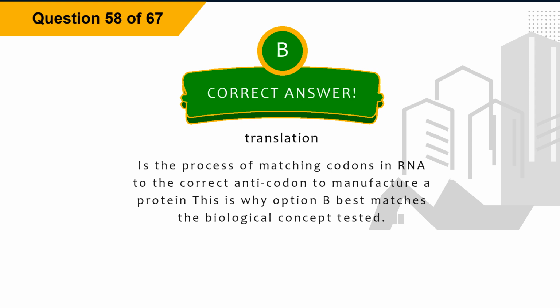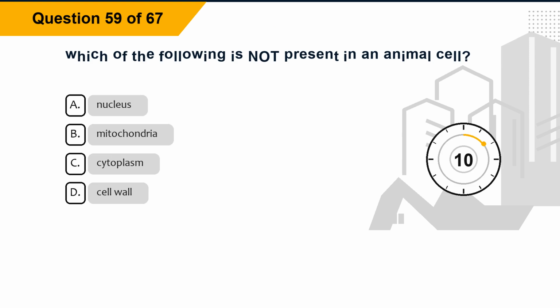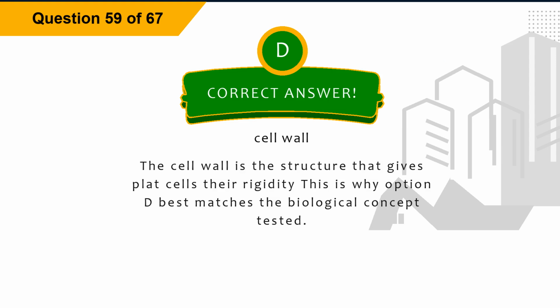This is why option B best matches the biological concept tested. Question 59. Which of the following is not present in an animal cell? Option A, nucleus. Option B, mitochondria. Option C, cytoplasm. Option D, cell wall. The correct answer is option D, cell wall.